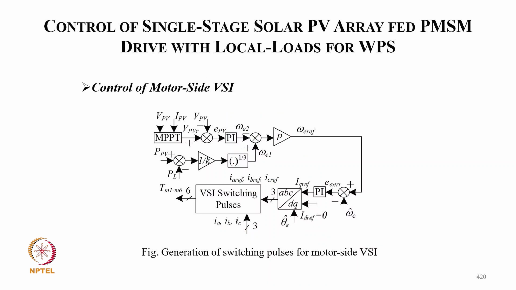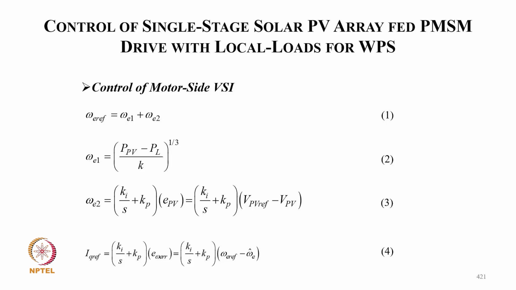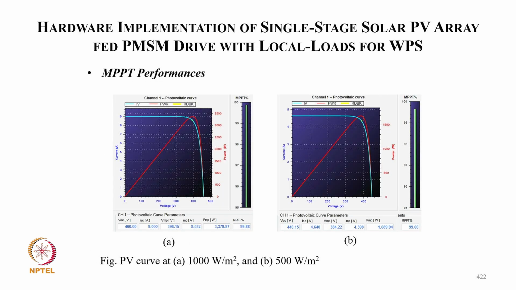Typically in the single stage, we get the PV power minus load power, and we get the reference speed from the load power, and then we have the motor control switching. And these are the equations for your motor control. So the omega reference has two components, one calculated from power and the other calculated from DC link voltage control for MPPT, and then we get the torque reference current from the speed error.